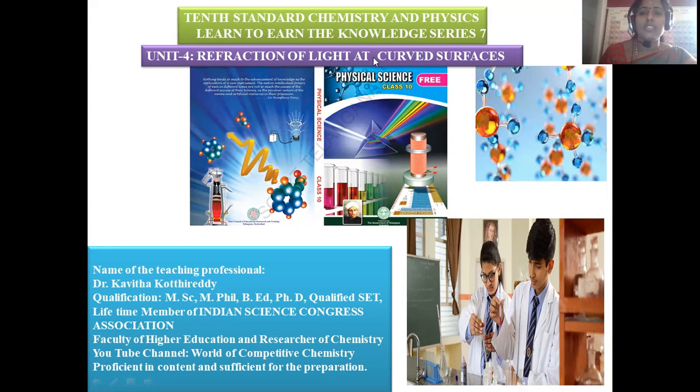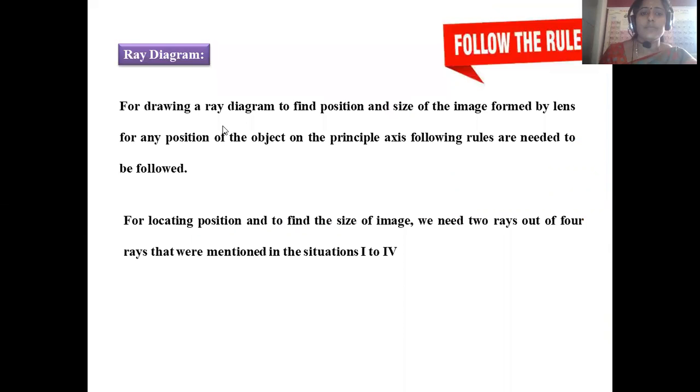Now let us enter into series number 7 of this unit 4. Here, in order to draw the ray diagram, certain guidelines were framed. This is in continuation to our previous series number 6. Right. So in order to draw the ray diagram, certain rules or guidelines are formulated. Let us discuss what guidelines we have to follow here.